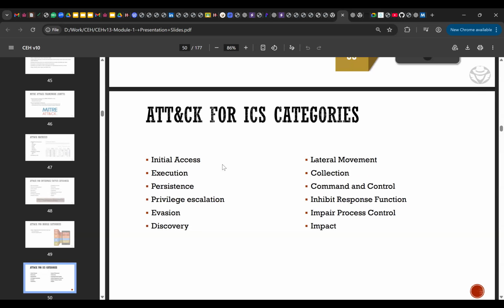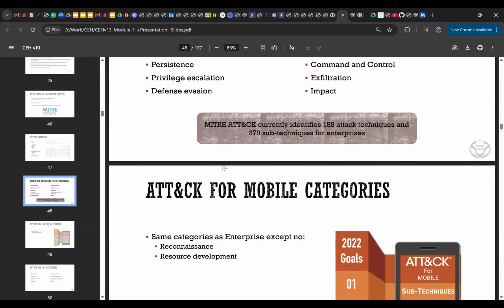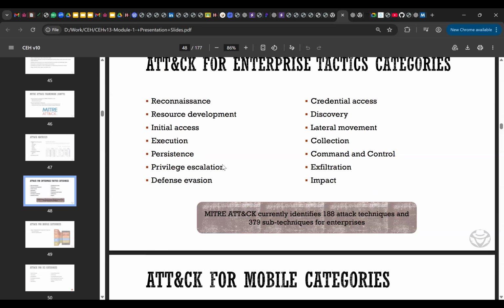Sir, then where does footprinting come in? In our matrix, we are not talking about footprinting separately. Footprinting is in reconnaissance only. So footprinting and reconnaissance are clubbed together as reconnaissance.